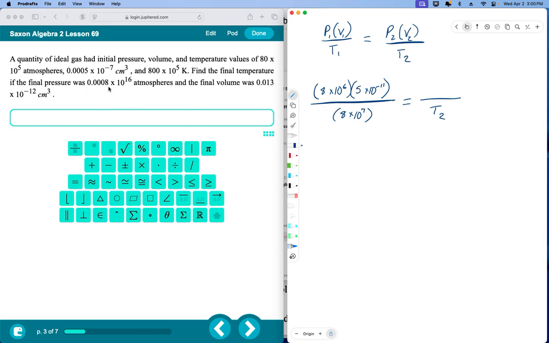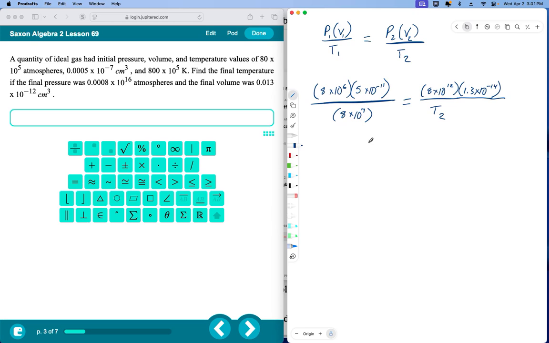final pressure is going to be 8 times 10. Let me stretch this out a little bit. 8 times 10. And this one is going backwards, so negative 1, 2, 3, 4. So 16 minus 4 is going to be 12. And the final volume will be 1.3 times 10. And that's going to go backwards 1, 2. So minus 2. Negative 12 minus 2 is a negative 14. All right, so we've got everything in scientific notation now in the proper way.